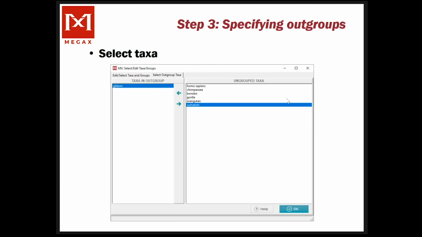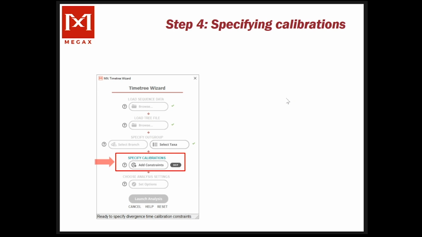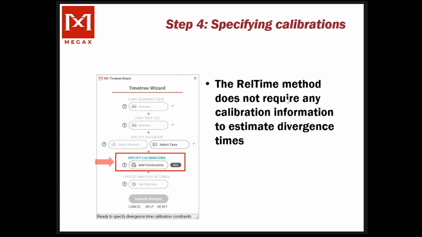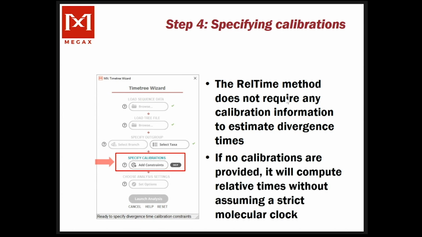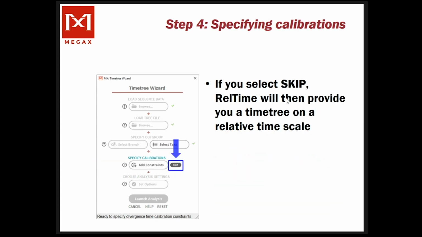Just click OK, and your outgroup will be specified. After specifying the outgroup, you have to specify the calibrations. The important thing is that, as I mentioned before, RelTime does not require any calibration information to estimate divergence times. If no calibrations are provided, it will compute relative times without assuming a strict molecular clock. And if you select skip, RelTime will provide your tree on a relative time scale.